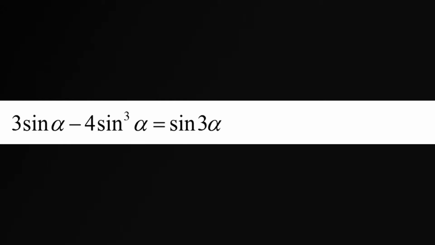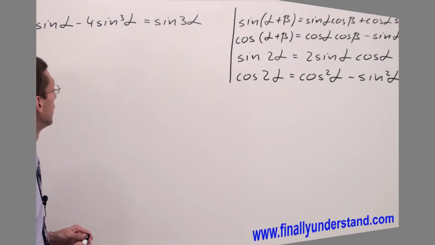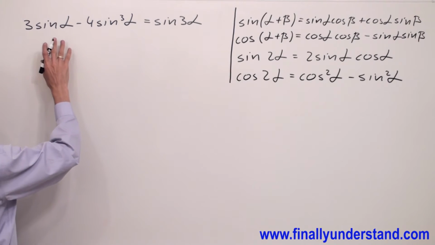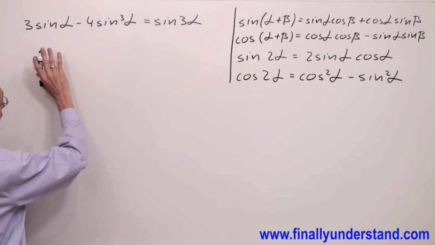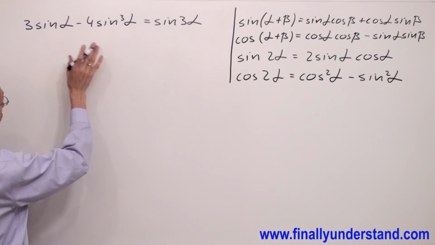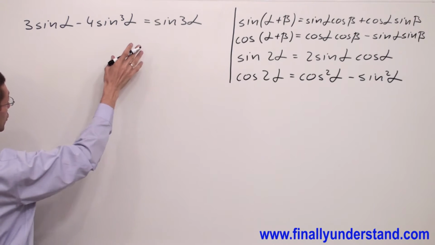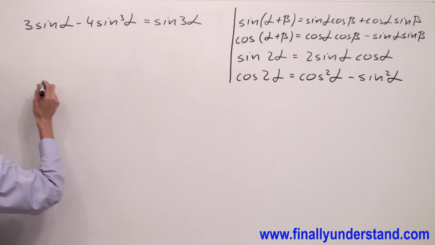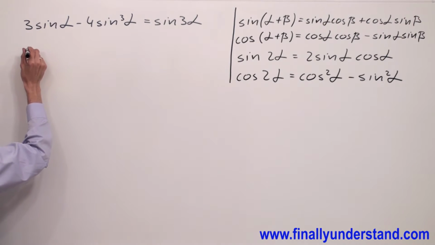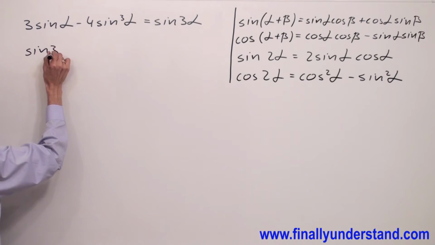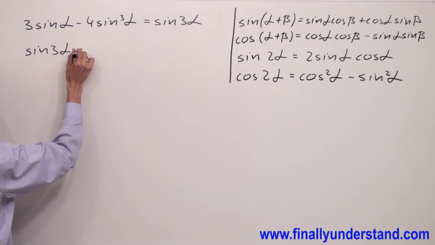Let's take a look at this example. Again, we're supposed to prove the identity. Like always, we can start from either side, from the left one or the right one. This time I'm going to start from the right side. Copy down this side. We have sine 3 alpha is equal.